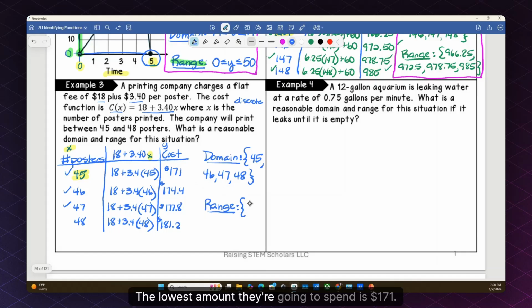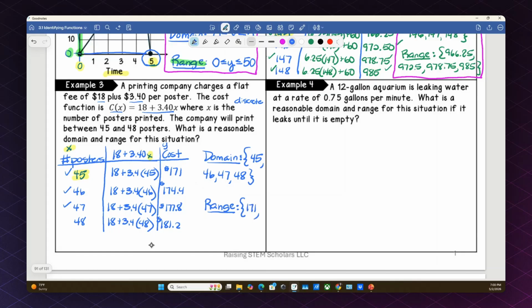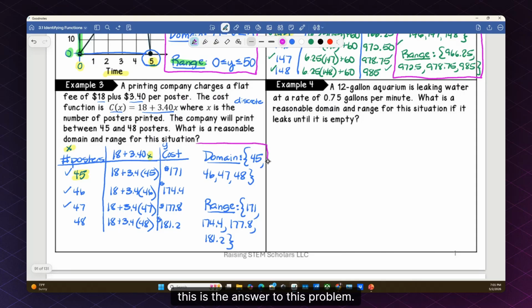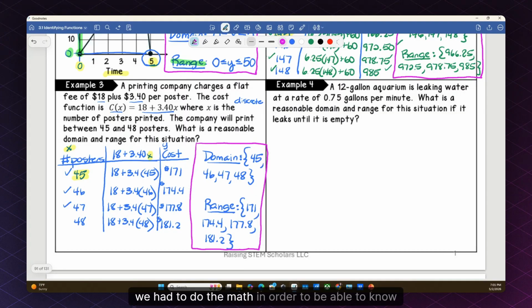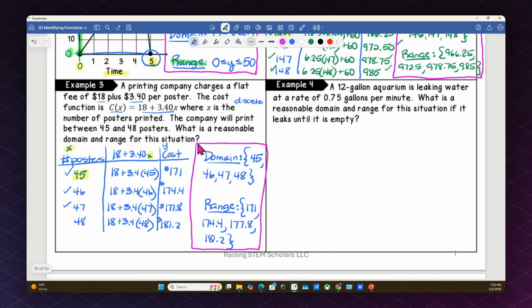The lowest amount they're going to spend is $171. They can also spend $174.40. They can spend $177.80, or they can spend $181.20. Those are the only choices. If I put a pink box around it, this is the answer to this problem. Everything else was scratch work getting ready to answer this. We had to do the math in order to know exactly what the range values were.